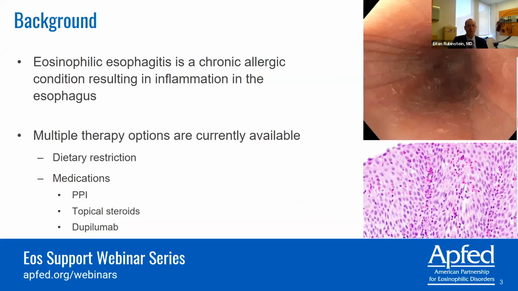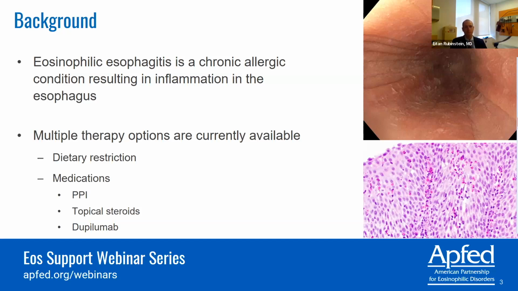Now, as most of you out there know, eosinophilic esophagitis is a chronic inflammatory condition. It involves inflammation of the esophagus, which if left untreated can lead to fibrosis or scarring and eventually narrowing. Luckily, we're at a point where we have a good number of therapies available. These range from dietary interventions to medications. The dietary interventions can be anywhere from single food eliminations to more extensive eliminations. Both of those are clinically applicable in different settings.